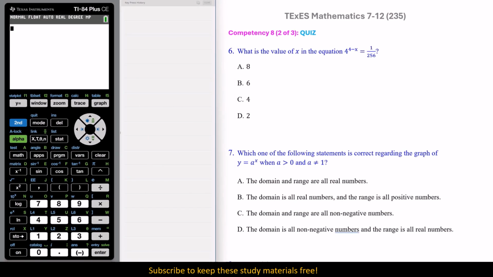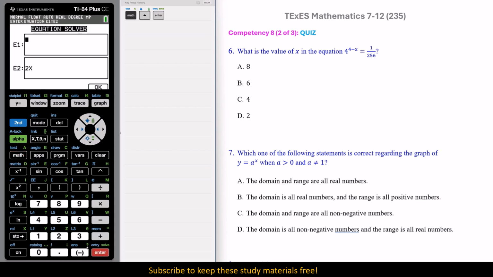Solve for x in the expression 4 to the 4 minus x equals 1 divided by 256. We could go through the process of applying a log to both sides. However, we could also use our numeric solver. So push math and arrow up till you get C, numeric solver. Push enter. Then type in each side of the equation as we've done before.